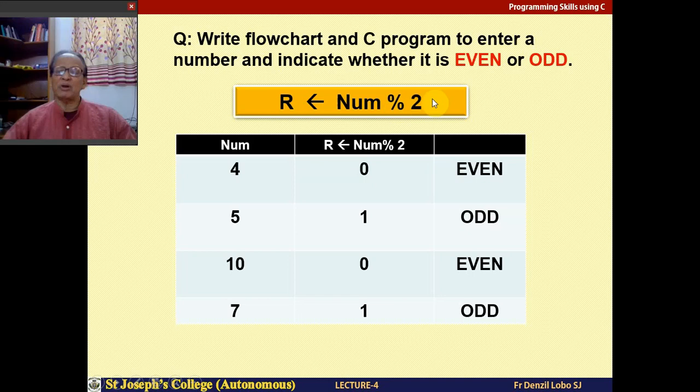So number modulus 2 will give you either 0 or 1. For example, take 4. 4 modulus 2 will contain 0 because there is no remainder. Whereas 5 modulus 2 will give you 1 remainder. 10 modulus 2 will give you 0 remainder. Therefore, if remainder is 0, it is even. If remainder is 1, it is odd. So therefore, this chart is important. Always write the chart. Whenever you have problems like this, write down the chart, look at the chart many times and come with an answer.